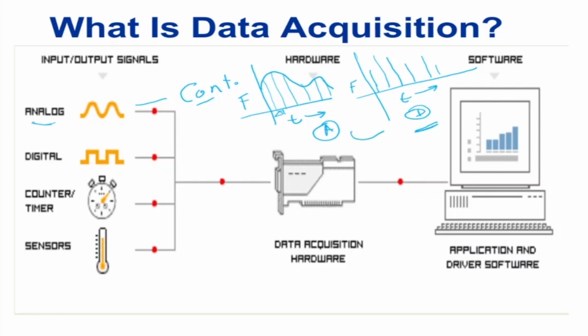So there has to be some converter from analog to digital signals, and those are called ADCs, analog to digital converters. Now you may also have to go in the reverse direction, which is your digital to analog converter.